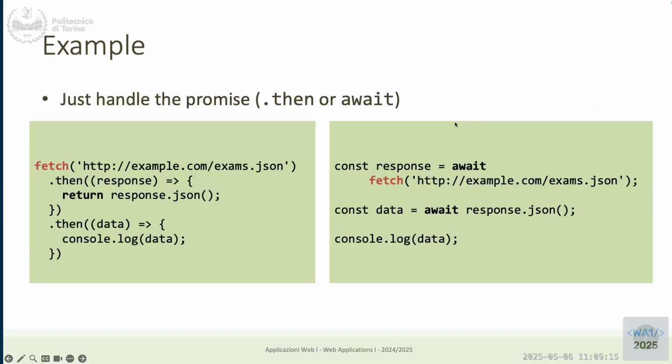So this is an example. Fetch returns a promise. So fetch a URL. When we execute the fetch instruction, we are starting an HTTP request to this URL, to this server. The fetch returns a promise. So for example, with then or with await, we should wait until the promise is fulfilled. When the promise is fulfilled, the result, response, is here, or is here as the argument of then.